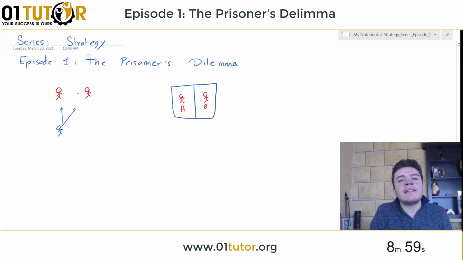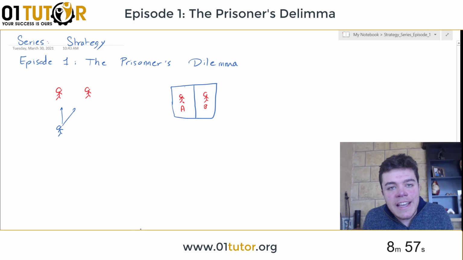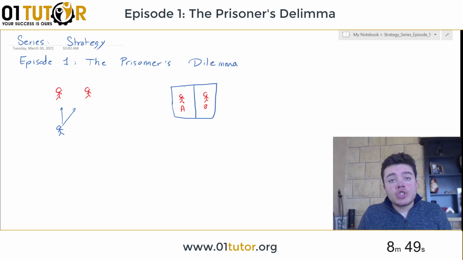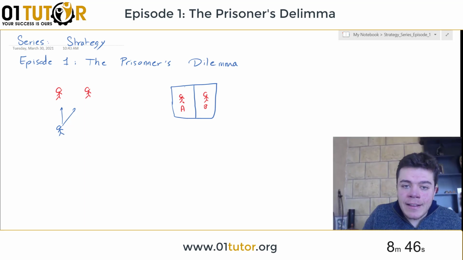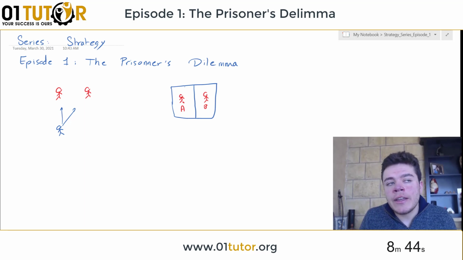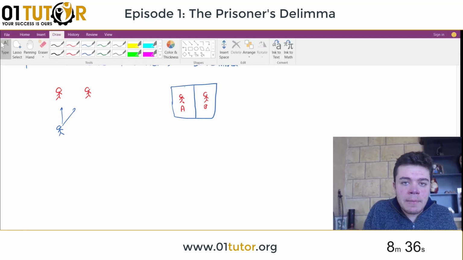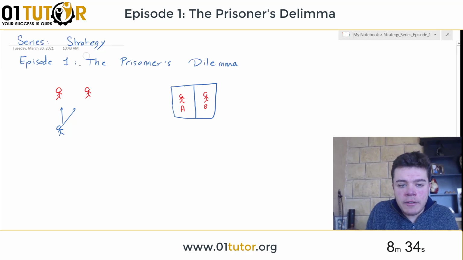And what he did is that he offers each one of them a certain deal that would reduce his sentence in prison. The police officer offered each one of them a reduced sentence if he testifies against the other. And the results of this experiment can be visualized by the following table.